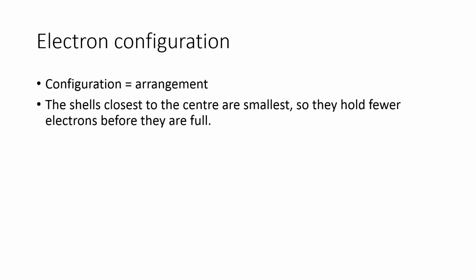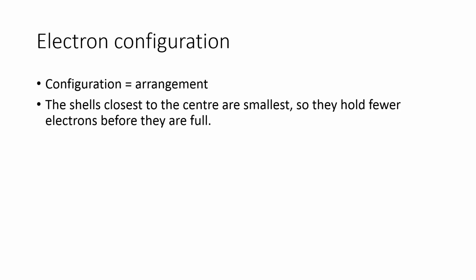Now, the electrons aren't just shoved into an atom in any old way. They have to be very, very carefully arranged according to the laws of nature. Now, configuration is just a fancy word for arrangement. So electron configuration means how are the electrons arranged. Now, there's a whole host of rules for you to learn here.